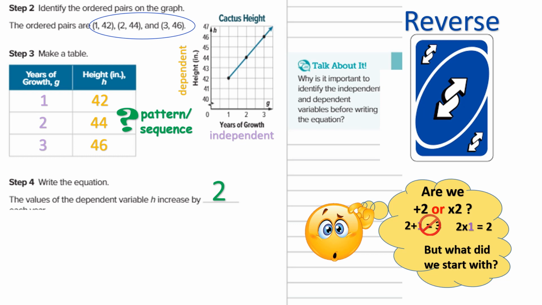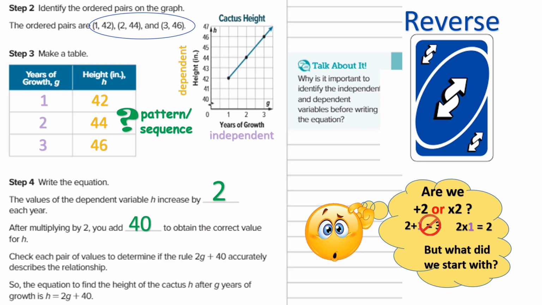All right, so if I know that I'm going to multiply 1, or my independent variable, by 2, I have to add something else to it to get the 42. And therefore, when I start looking at what I'm doing, I have to add 40 each and every step. Because when I start plugging it in, and if I look at what my equation would be, it would be 2 times my g, my independent variable, plus 40.